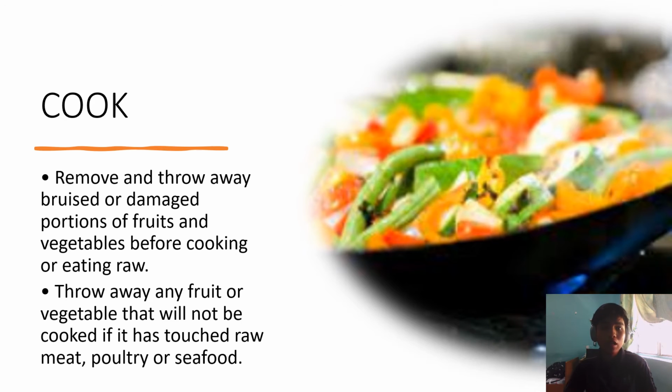Next is cook. First, you must remove and throw away bruised or damaged portions of fruit and vegetables before cooking or eating raw. Number 2, throw away any fruit or vegetable that will not be cooked if it has touched raw meat, poultry, or seafood.